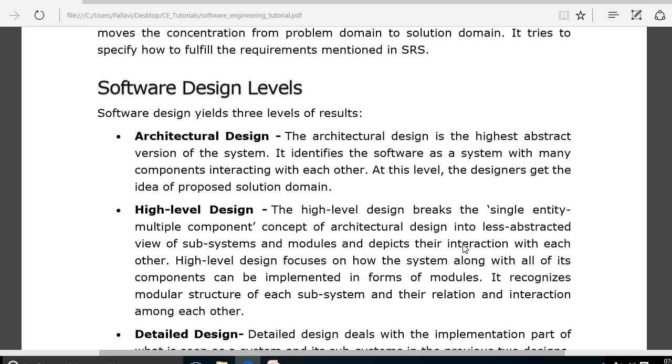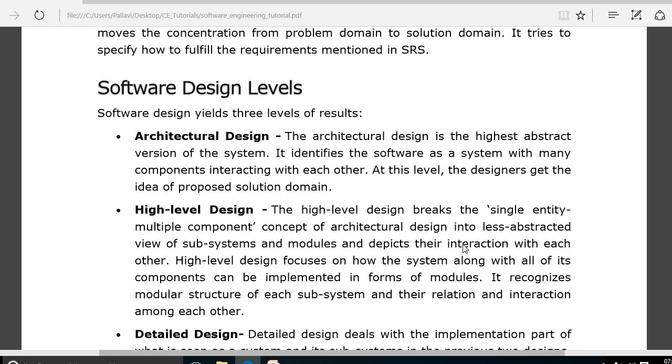Next, high level design. The high level design breaks the single entity, multiple components concept of architectural design into a less abstract view of subsystems and modules and depicts their interaction with each other. So high level design focuses on how the system, along with all of its components, can be implemented in the form of modules.